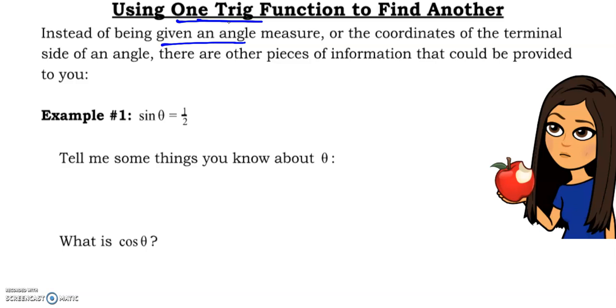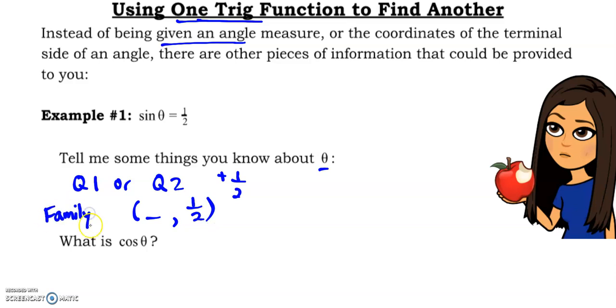Well, take a look at example number 1. Suppose I tell you that the sine of theta equals a half. Okay, so what do you know about theta? Well, you know that theta has to land in quadrant 1 or quadrant 2 because the 1/2 is positive, okay? You also know that it can only be with a specific family because in terms of our x and our y values, there's only one family that has a y value of 1/2, right? So we're talking about the family of either pi over 6 or 30 degrees, depending on whether we're in radians or degrees.